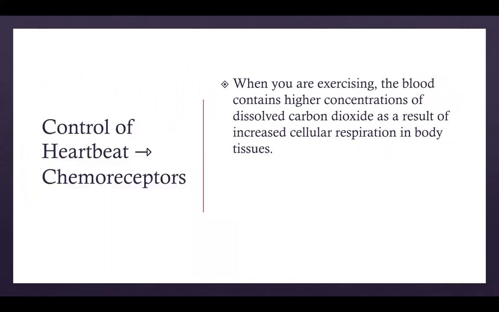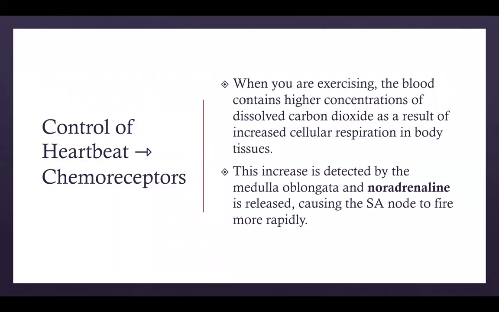Another thing your body can do: when you're exercising, your muscle tissue needs more oxygen. By doing so, your cells undergo cellular respiration, so you're going to be producing more of this waste product in your blood. Your body's going to pick up on that. This increase is going to be detected by your medulla oblongata, and noradrenaline is going to be released. And that's going to cause your SA node to fire more rapidly, so your heartbeat can keep up with the demand of oxygen needed for your tissues.